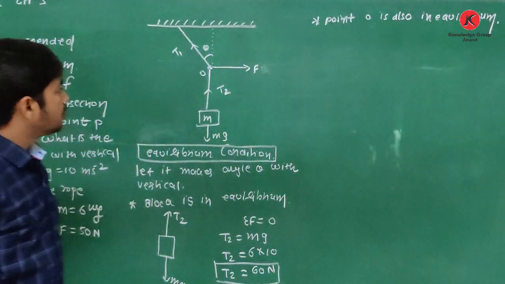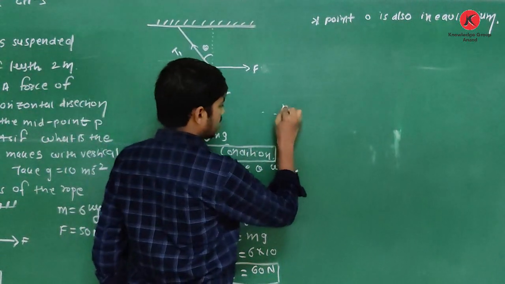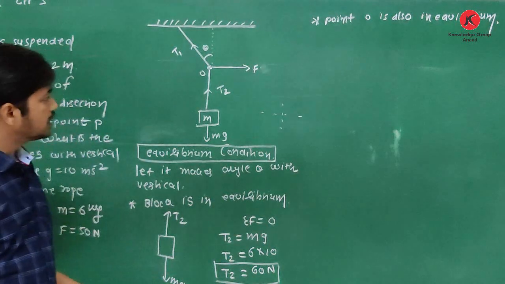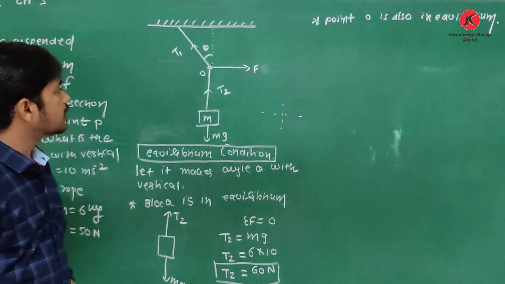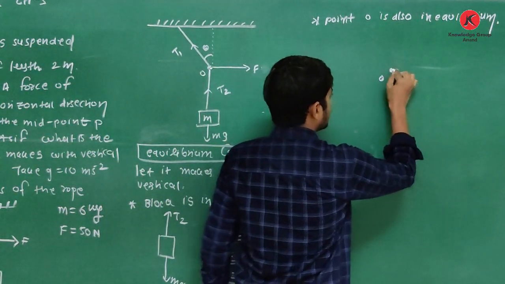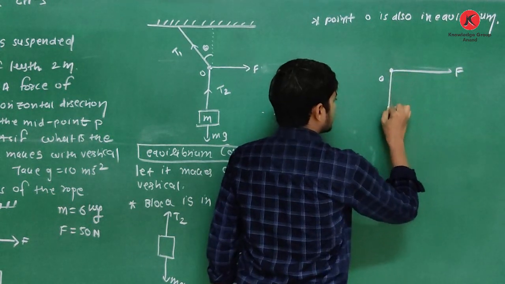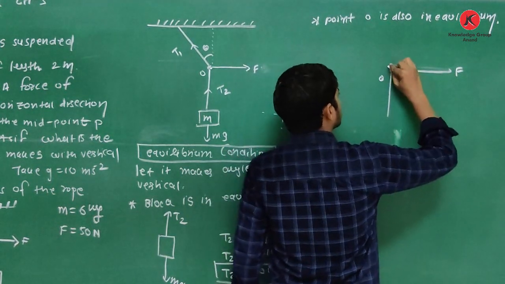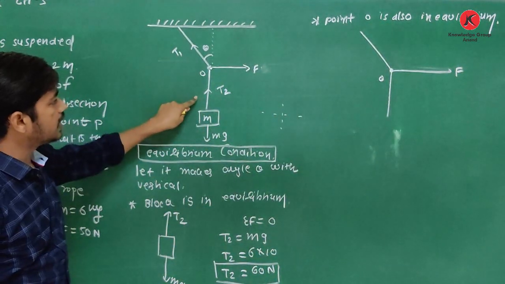So see, we have to find this angle theta. Now see, it is horizontal direction and it is vertical direction. Yes or no? Yes. See here what I have to do. Let it be point O. This force is F in this downward direction, and here it is tension T. It is T1 and it is T2.